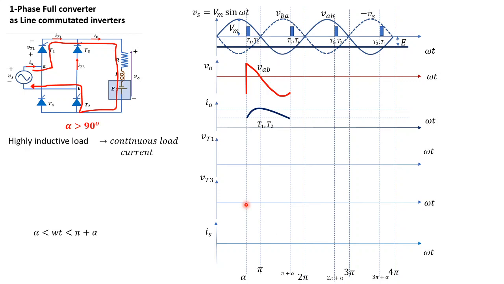Coming to the voltage across thyristor T1, because it is conducting, the voltage across it would be 0, and the same would be the case for T2 also. T1 and T2 are conducting, the voltage across them is 0, so here VT1 is shown, which is also equal to VT2, it is 0.